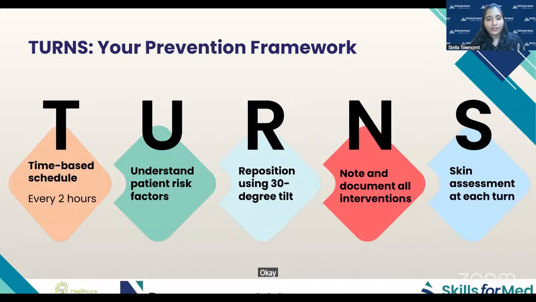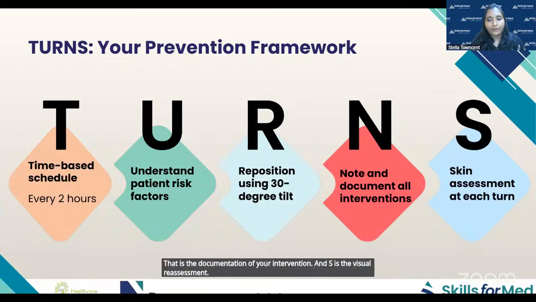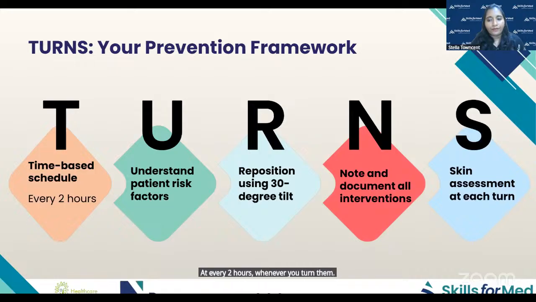Okay. So here T is time-based, every 2 hours. U is understanding the risk factors. R is repositioning, the 30-degree tilt. N is notes, that is the documentation of your intervention. And S is the visual reassessment at every 2 hours, whenever you turn them.